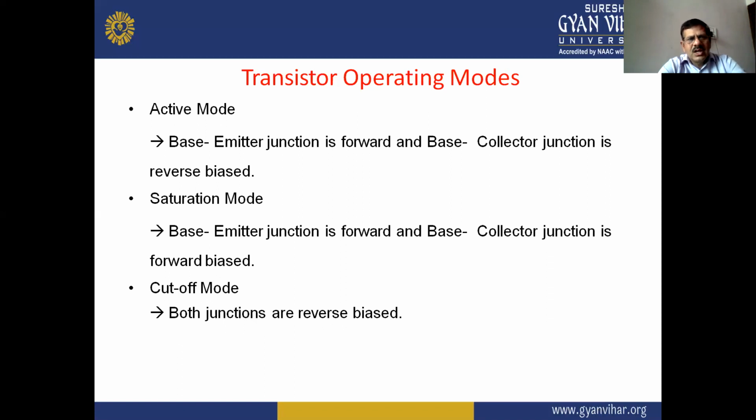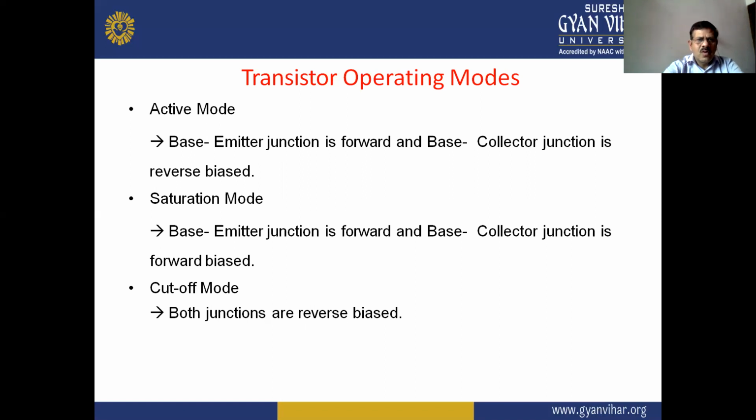First, active mode. In active mode, the base emitter junction is forward biased and the base collector junction is reverse biased. So in active mode, the junction J1, or base emitter junction, is forward biased, and junction J2, that is the base collector junction, is reverse biased. In saturation mode, the junction J1 base emitter junction is forward biased and junction J2 base collector junction is also forward biased. So in that case, both junctions are forward biased in saturation mode.